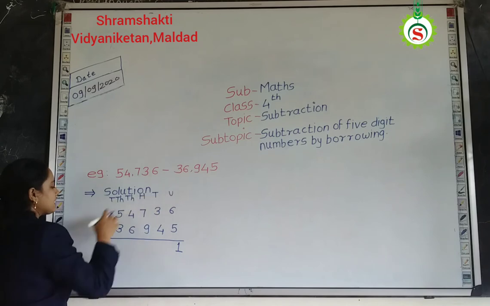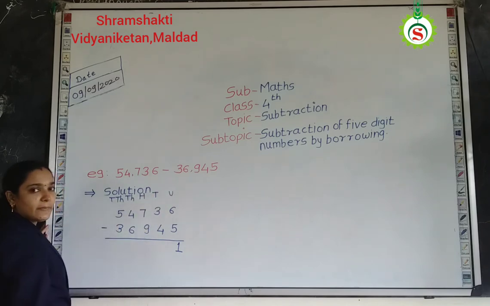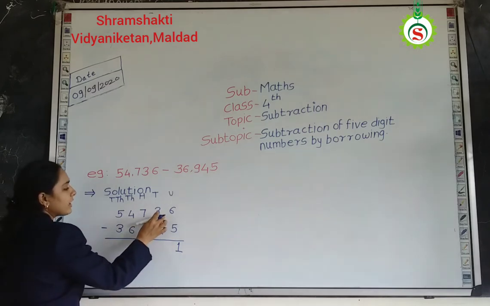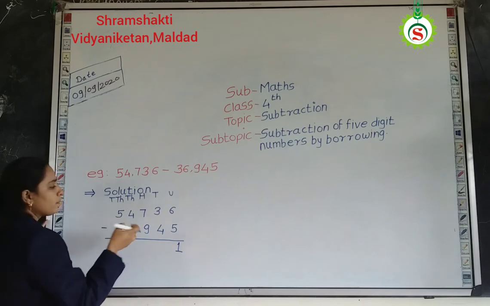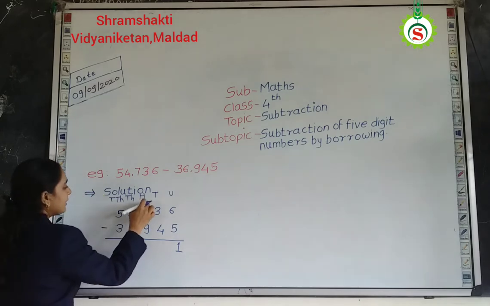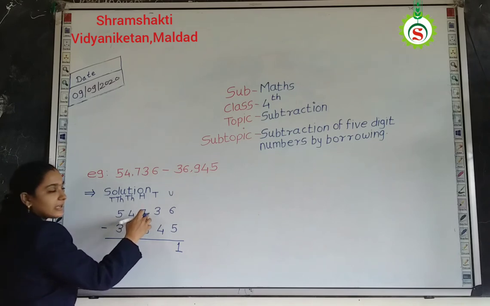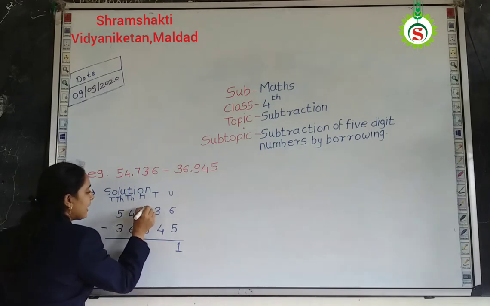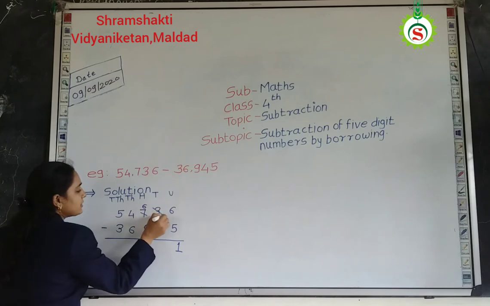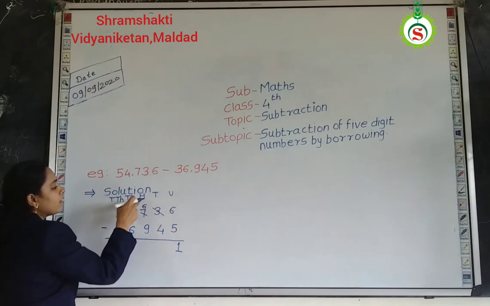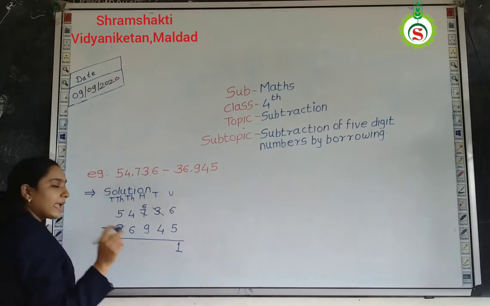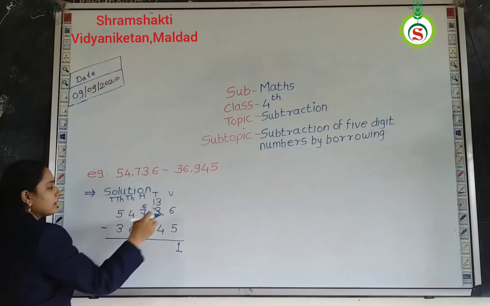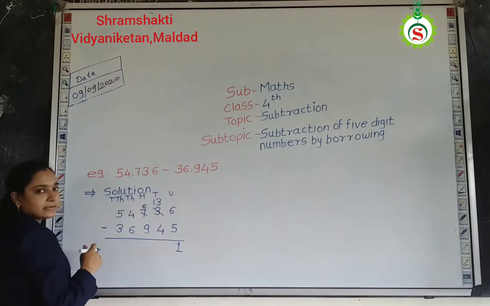Then 3 tens minus 4 tens. Is it possible? No, because 3 is smaller than 4. Therefore we need to take a borrow. See the neighboring place, the hundreds place. Here 700s are available. Untie 100 from this 700, so 6 remain. And here we have 3 tens, and we take the 100. 100 means 10 tens, and 10 tens plus 3 tens, we get 13 tens. 13 tens minus 4 tens is 9 tens.